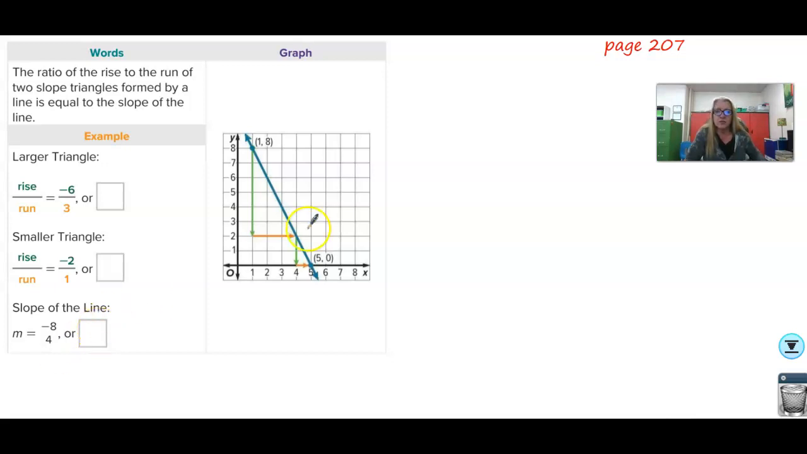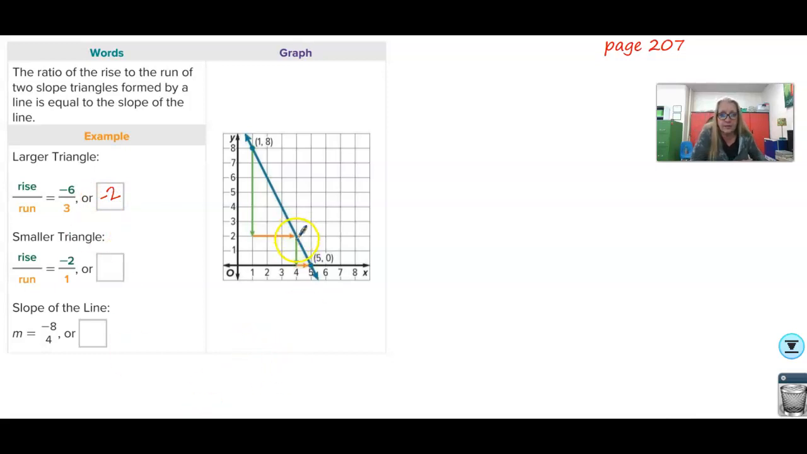Okay, so the larger triangle, we're talking this guy here, has a rise of -6, all right? Because traveling from left to right, we have to go down. We go down 6, so the top number is -6. Then we go right 3, so the bottom number is +3, okay? Or that reduces to -2.